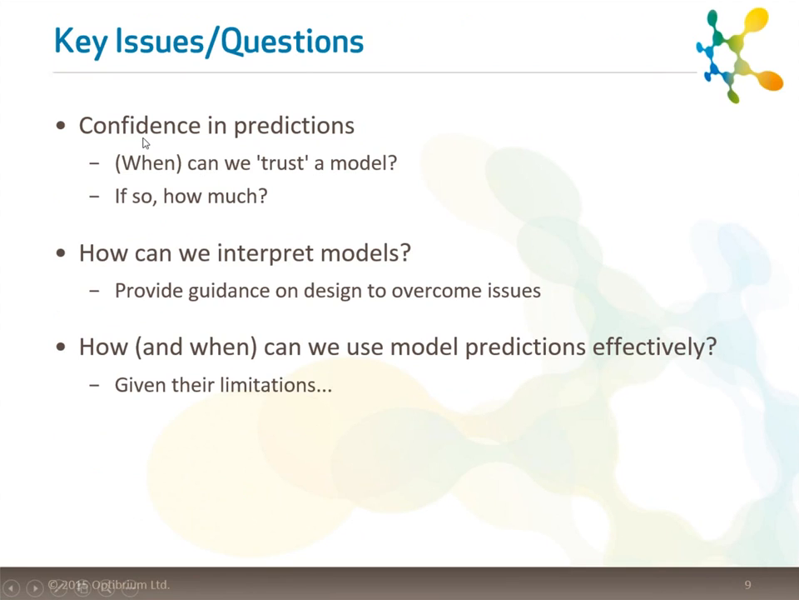Particularly, if we're going to make a prediction for a compound, we need to understand the confidence we can have in the predictions. I guess the ultimate question is, can we actually trust a model? And if so, when? And if we can, how much? What degree of resolution does that model give us?